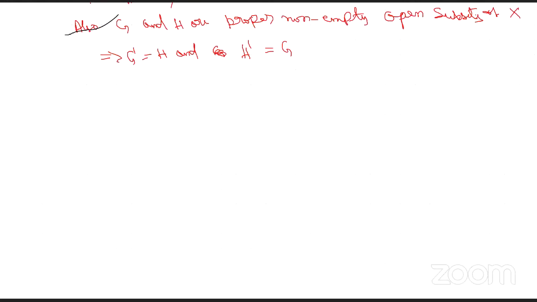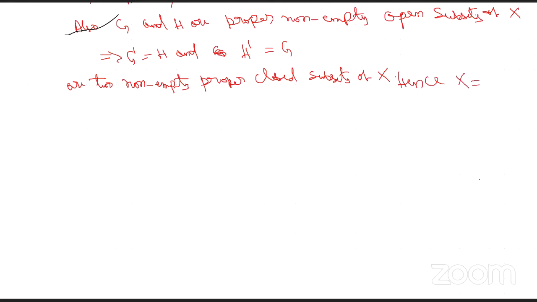G dash and H dash are two non-empty proper closed subsets of X. Hence X equal to G union H.